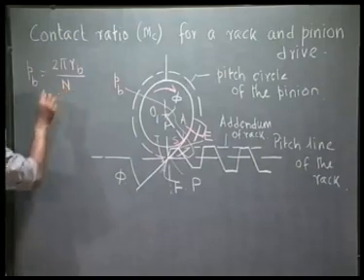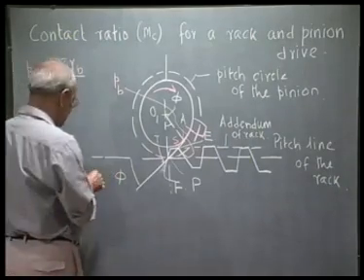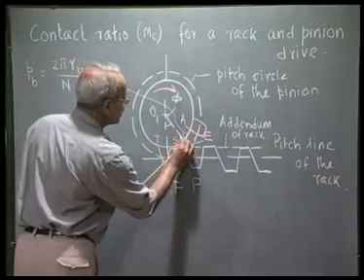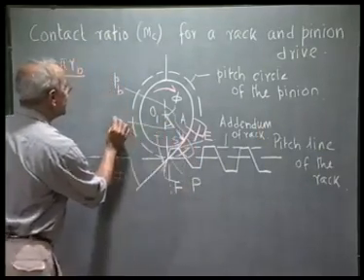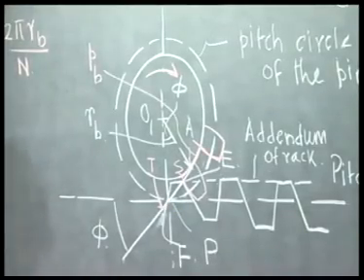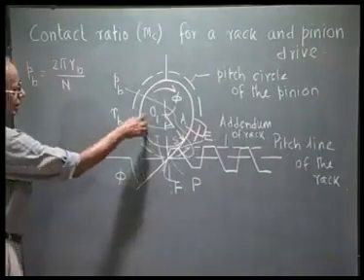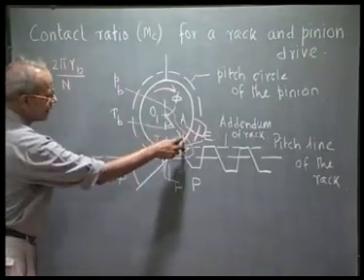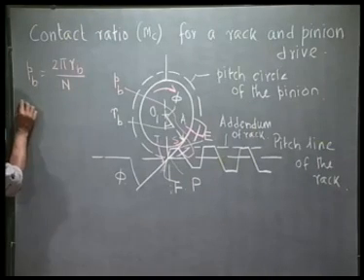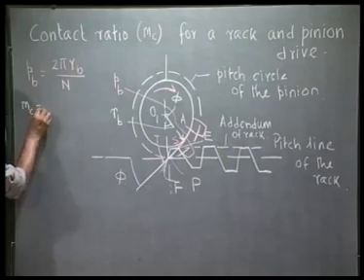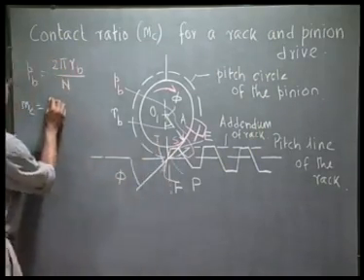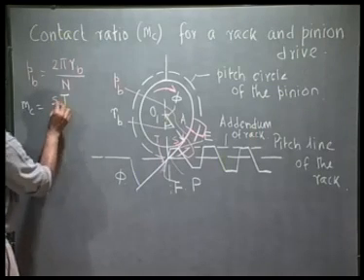An expression for PB we have used last time, which is 2 pi RB divided by N, where RB is this base circle radius, OA, and N is the number of teeth on the pinion. RB is the base circle radius of the pinion. Now, contact ratio MC was defined as the movement of one tooth along the base circle, which is ST, divided by the base pitch.